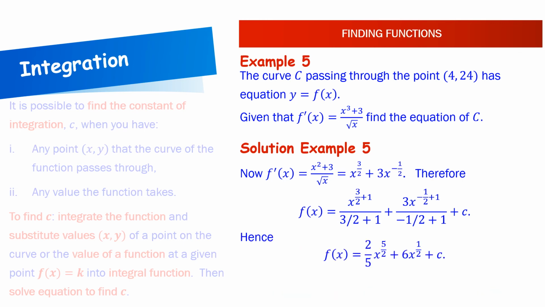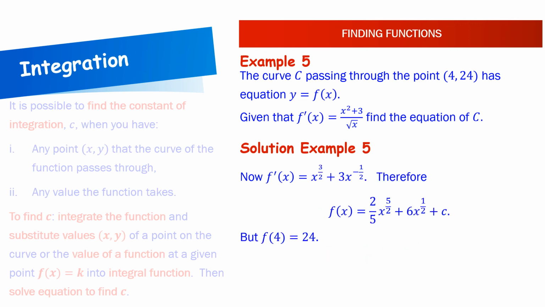And then tidying up gives us 2 over 5x to the power 5 over 2 plus 6x to the power half plus c. However, we know that f of 4 equals 24 because the curve that we're interested in passes through the point 4, 24.